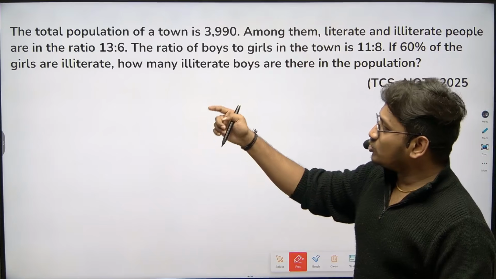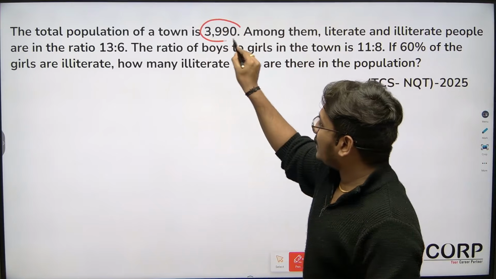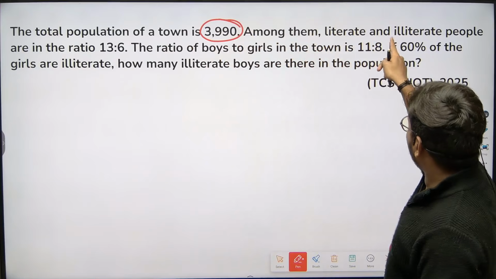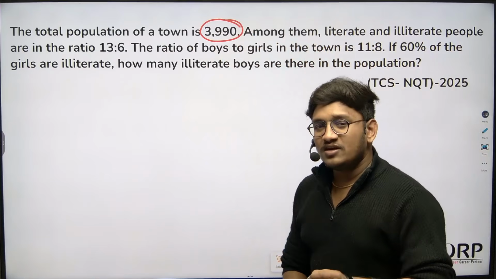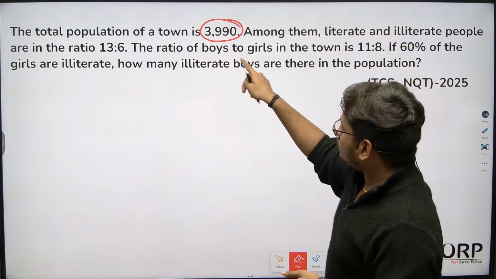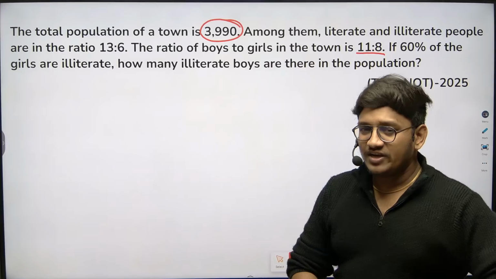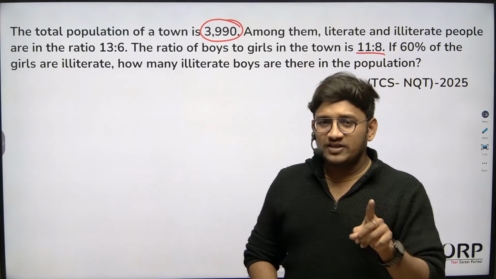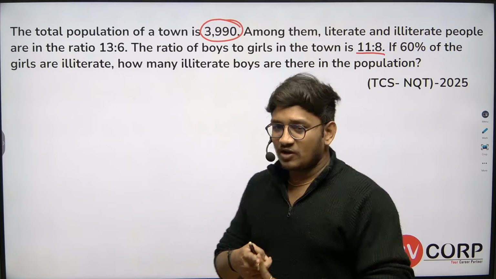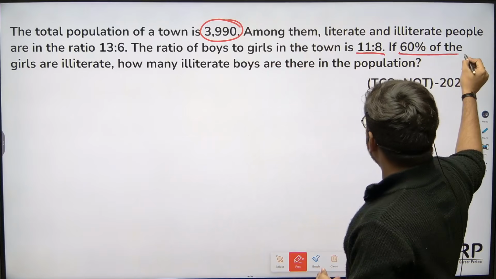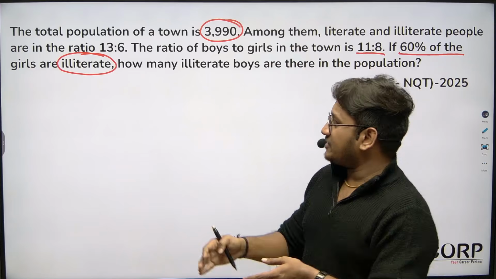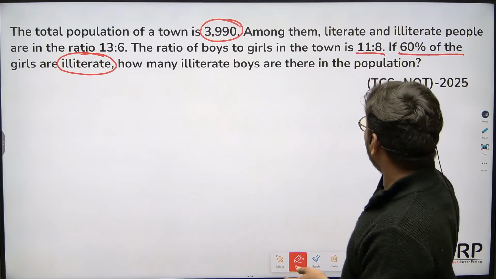Here the question is: the total population of a town is 3,990. Among them, literate and illiterate people are in the ratio 13:6. If boys and girls are in the ratio 11:8, there are 2 ratios given. One ratio is based on literate and illiterate people, and the second ratio is based on boys and girls. Now one more condition is given: 60% of the girls are illiterate. How many illiterate boys are there in the population?